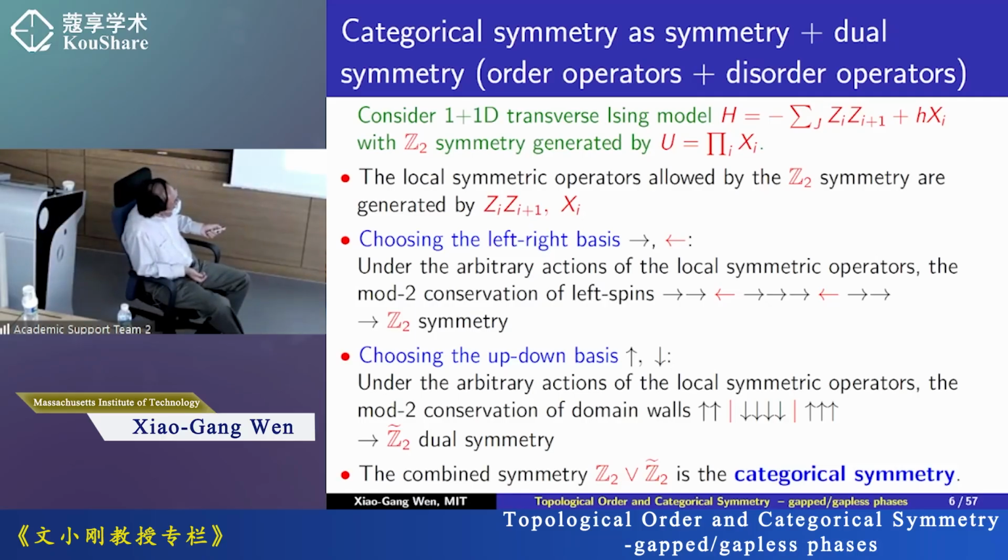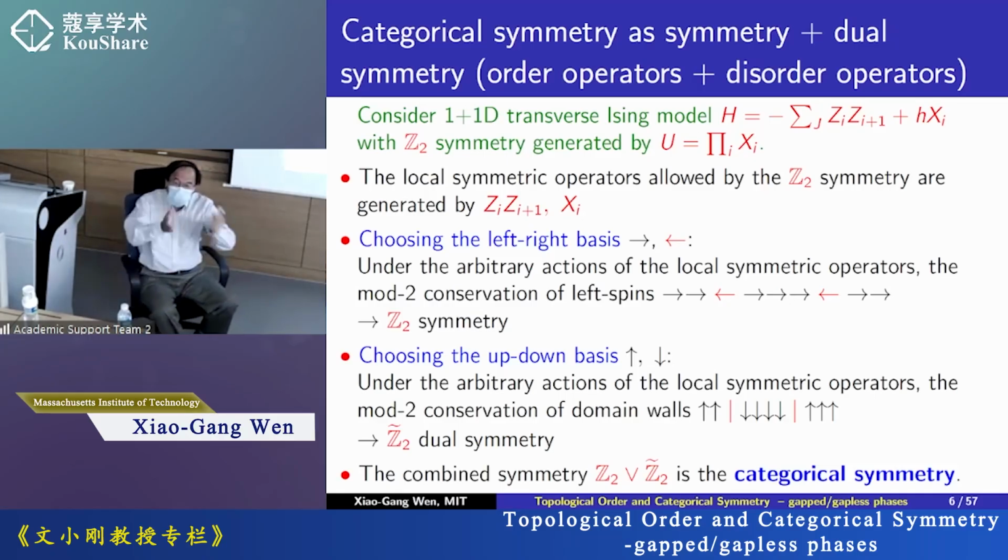Then we can also choose the up and down basis. In the up and down basis we have domain walls. Then we use domain walls as something. Then we suddenly realize that domain walls also have a Z2 mod 2 conservation. A single domain wall cannot disappear by itself, but two domain walls can disappear.